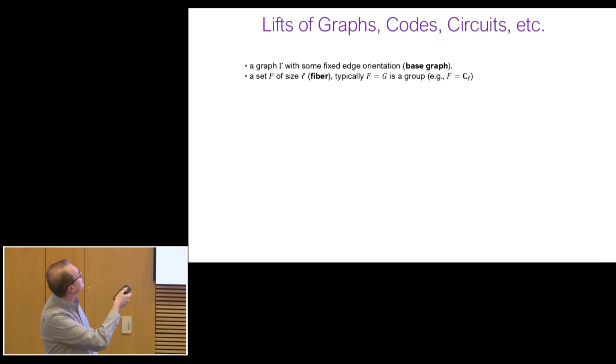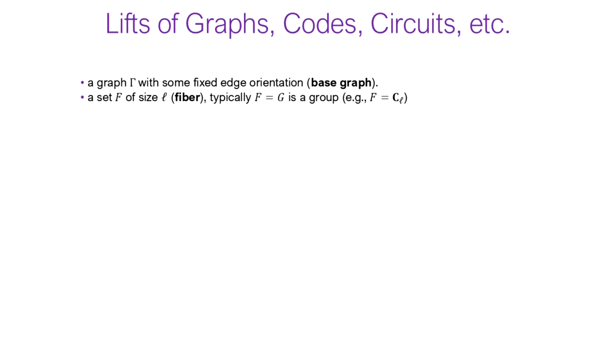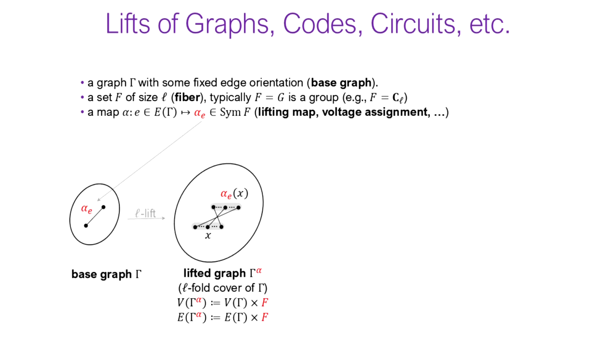We have some graph, and we have some set F of size L, which is usually called the fiber. In most cases, this fiber is just some group, and in most applications, this group is just a cyclic group. Now we assign to each edge of the graph some element of the symmetric group, some permutation. In different communities, these assignments are called differently. Sometimes they're called lifting maps, sometimes voltage assignments, and sometimes just labelings.